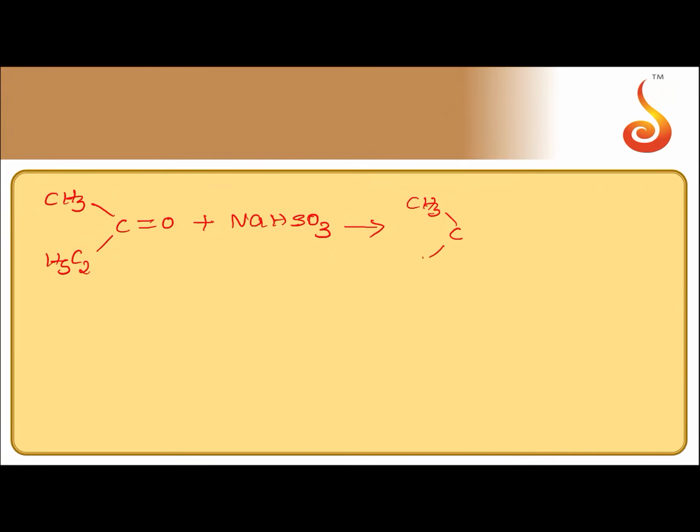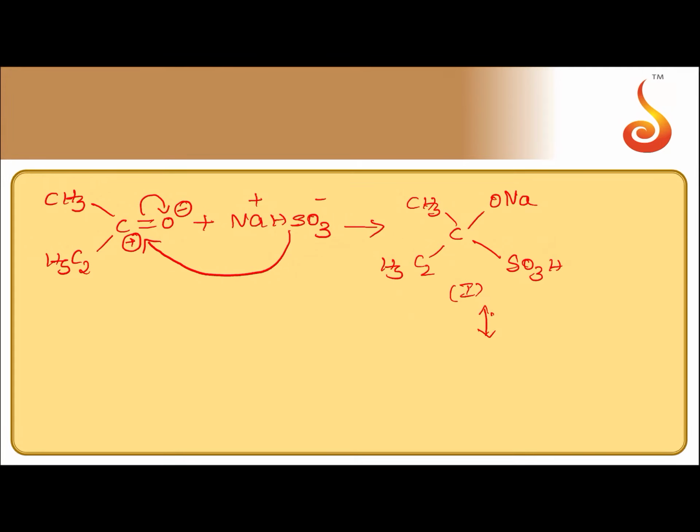So what will I get here? CH3C(O)C2H5 with NaHSO3. Again, let us see. Oxygen gets a negative charge. Carbon gets a positive charge. NaHSO3 dissociates as Na plus and HSO3 minus. This HSO3 minus attacks the positively charged carbon atom. So I'll get a product like this.